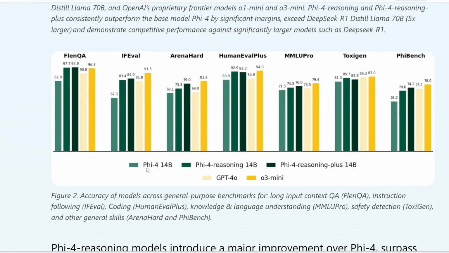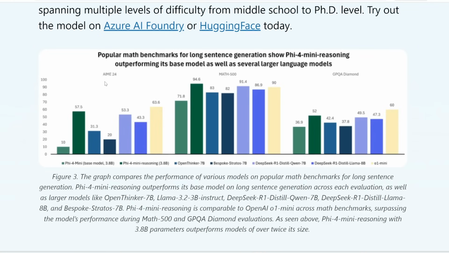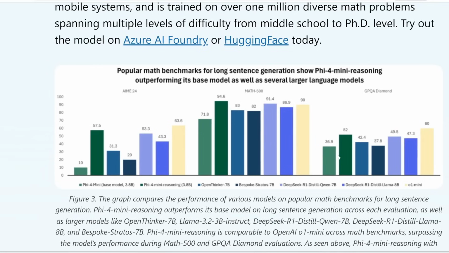Here are some other benchmark metrics, and as you can see, Phi-4 Reasoning and Reasoning Plus score pretty close to GPT-4o and o3 mini, even though these models are again probably hundreds of billions of parameters in size, if not over a trillion. Here are some other benchmarks, the AIME, Math 500, and GPQA Diamond, which is like graduate level science questions. This is really not bad for a model that's only 14 billion parameters and could potentially be run on your laptop.